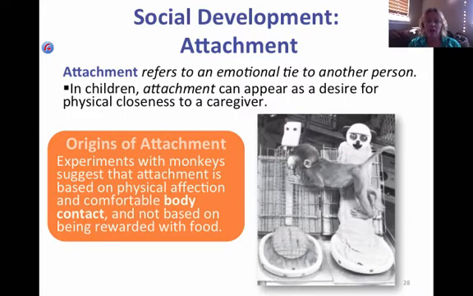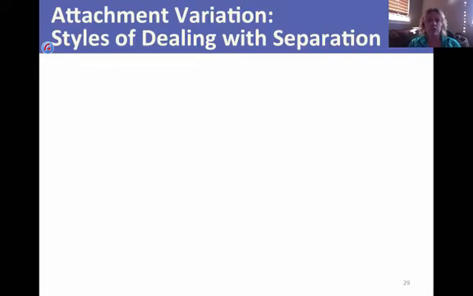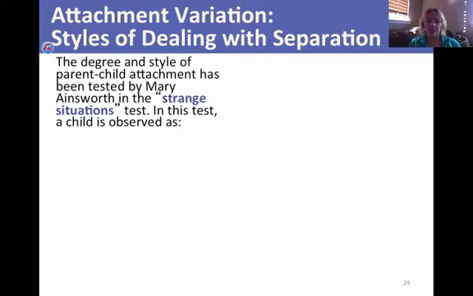And there's been a lot of subsequent evidence to talk about the importance of skin-to-skin contact and physical interactions between parents and children to help ensure not only social development but also cognitive development as well. So there's variation though. So how do they deal with separation? Styles of dealing with separation.